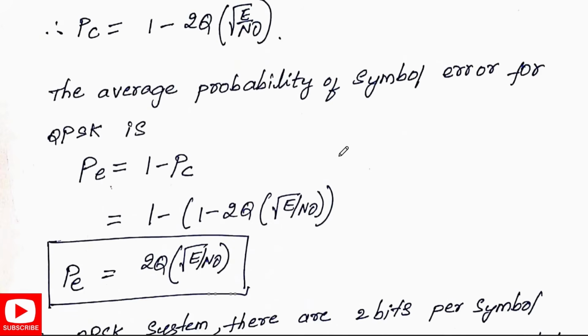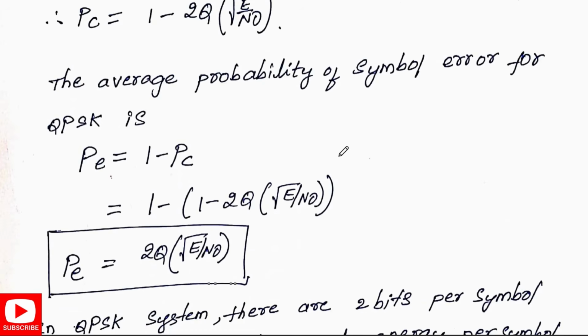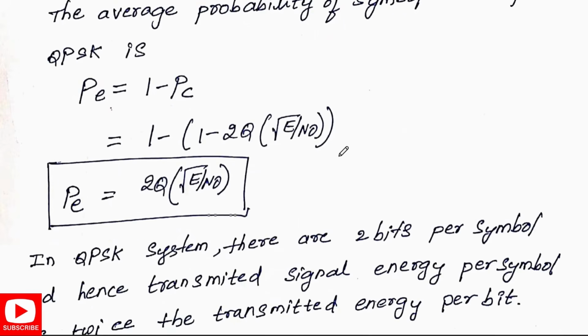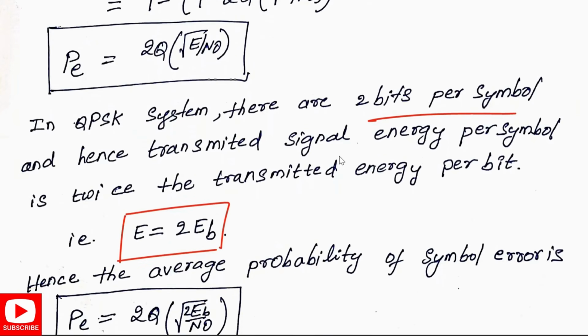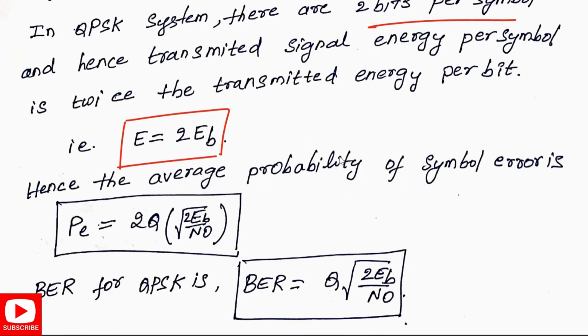So finally, we get the average probability of symbol error for QPSK as 2Q of square root of E by N naught. Here you can observe there are 2 bits per symbol, and hence the transmitted energy is twice, so you can write E is equal to 2 times Eb. Hence the average probability will be 2Q of square root of Eb by N naught. So BER for QPSK will be Q of square root of 2Eb by N naught. So it is half of that, you can say.